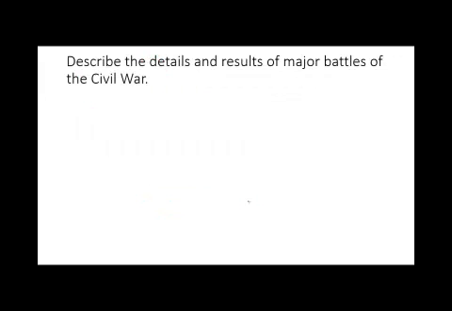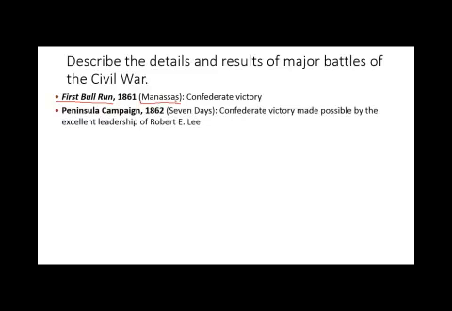Continuing forward here, describe the details and results of major battles. We have several here. Now, one thing that must be analyzed here: First Bull Run, that's a body of water. Manassas, that's a city, 1861. It depends on the perspective of where you're analyzing, whether it's known as First Manassas or First Bull Run. Ultimately, 1861, Confederate victory. Peninsula Campaign, 1862, also known as the Seven Days War. Okay, or Seven Days Battle, excuse me.